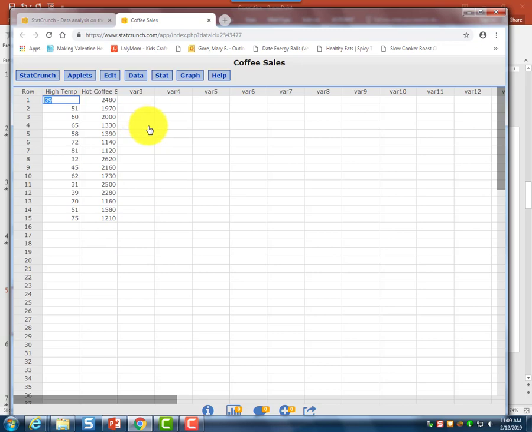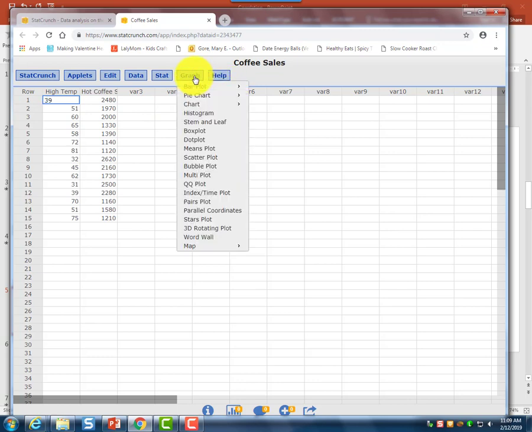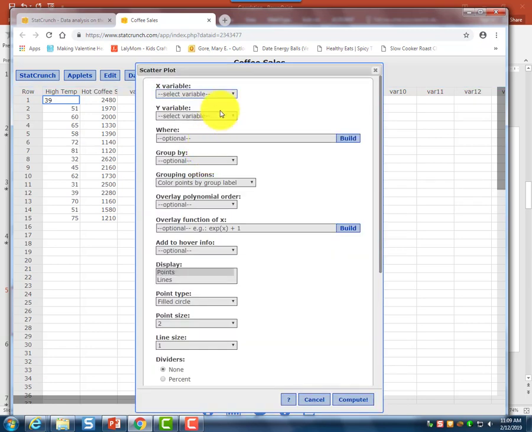So what I want to do with this is I want to do two things. I first want to create a scatter plot. So we want to create a graph of this data. So we're going to click on Graph, scatter plot, which is almost halfway down in this menu box. And the only thing left to do is to tell StatCrunch what should be on your x-axis. In other words, what is your explanatory variable and what is your y-axis, your response variable.